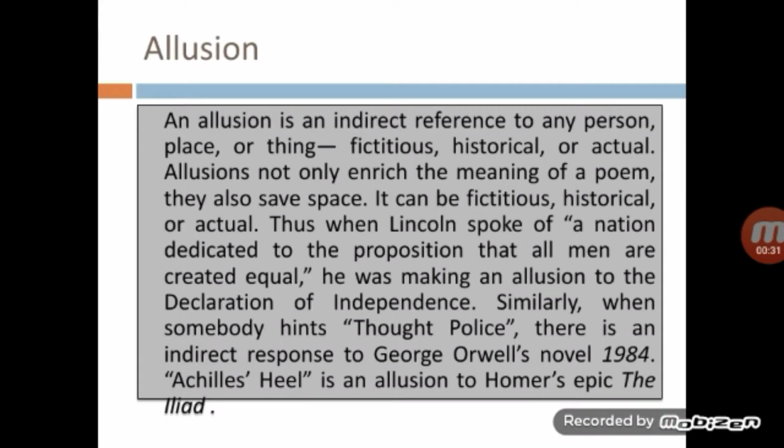An allusion is a literary device used to reference another object outside the work of literature. The object can be a real or fictional person, event, quote, or other work of artistic expression. Allusions can be shorthand for adding emotion or significance to a passage by drawing on the reader's prior associations with the object. An allusion is an indirect reference to any person, place, or thing, fictitious, historical, or actual.